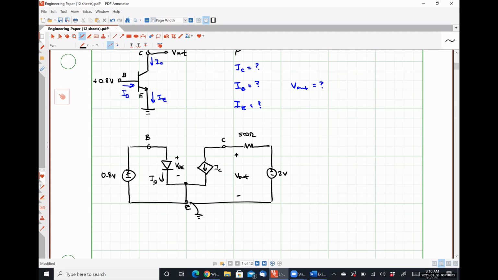Everybody okay with this redrawing of the large signal model? Where I know that this IC is IS times exp of VBE over VT, and IB is 1 over beta IC. All right, so how can we figure out any of those 4 quantities of interest? Anybody got any ideas?